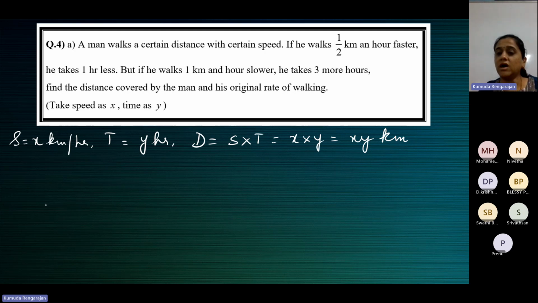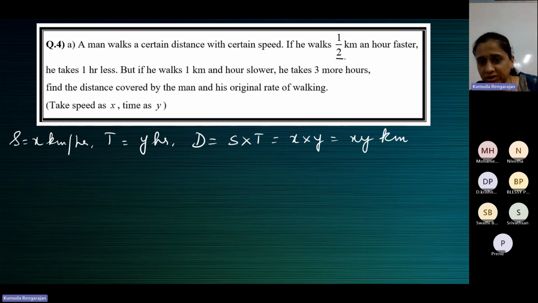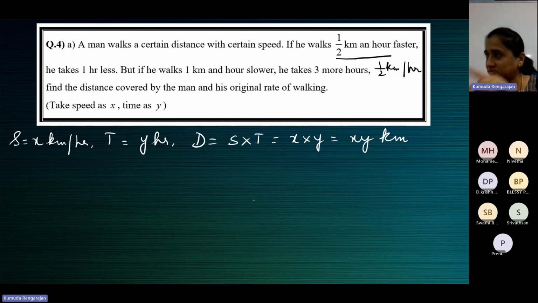If he walks half kilometer an hour faster, that's the speed. See, whenever you're given distance with respect to time, it is speed. Whenever you're given distance with respect to time, it's speed. See, half a kilometer per hour. So half kilometer per hour is the speed there.